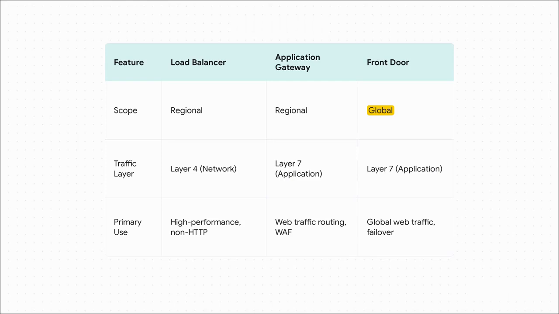You've got your two regional players, Load Balancer and App Gateway. And then you have your global superstar, Front Door. Now notice, Front Door is also a Layer 7 service, just like Application Gateway. But its defining feature, the one thing you need to remember, is that word, global. It's designed to manage traffic between entire continents, not just between servers in one city.